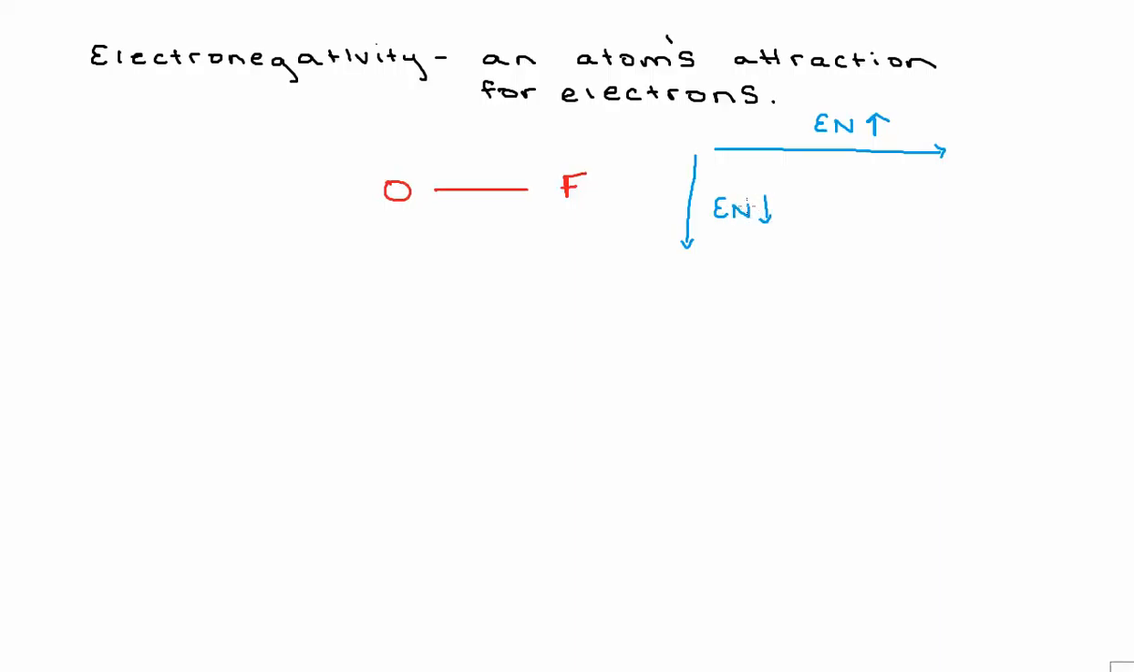If you compare oxygen versus fluorine, fluorine is more electronegative than oxygen, so to represent this difference we draw an arrow showing that fluorine is hogging the electrons. Now, a couple of terms. Because there is a difference in electronegativity, we say that this bond is going to be polar.